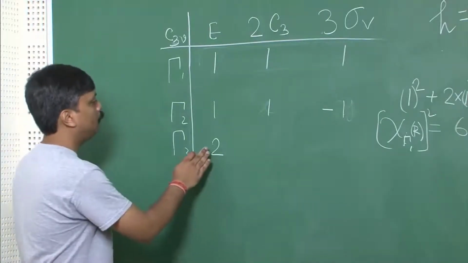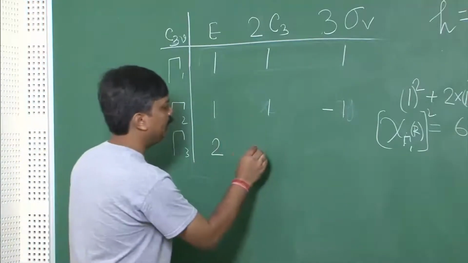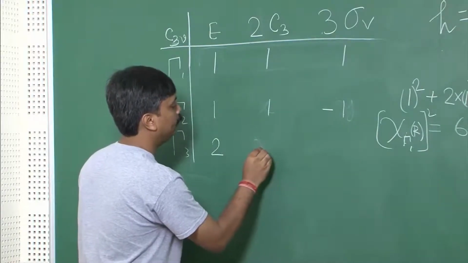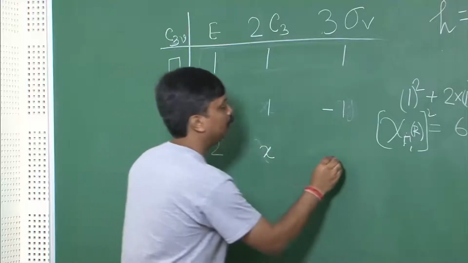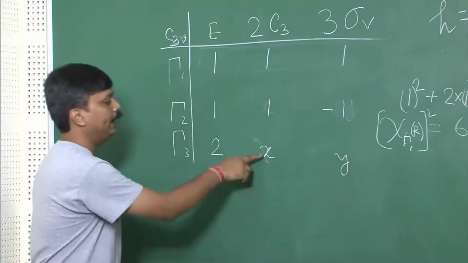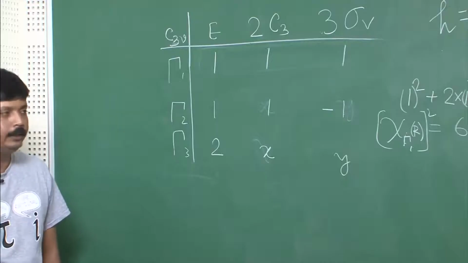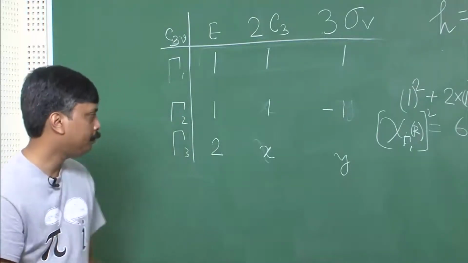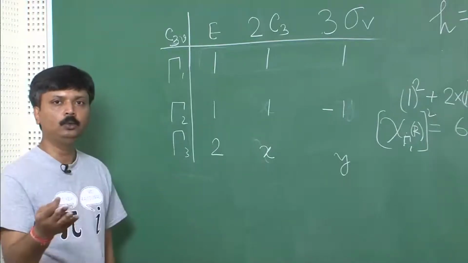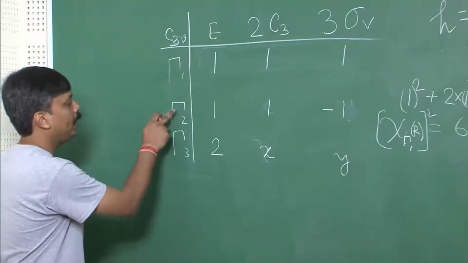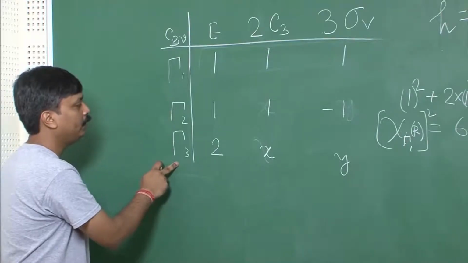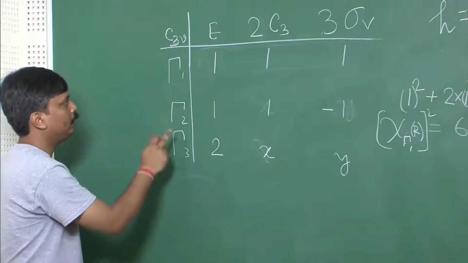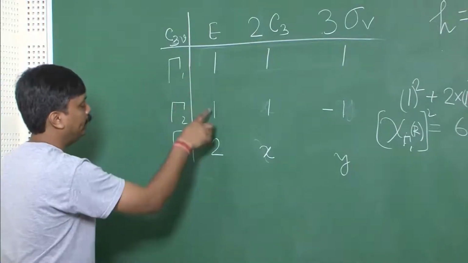So in that case, suppose I take this one as x and this one as y, where x is the character of the class C3 and y is the character for class sigma v. Then I get two sets of equations, right, when I combine gamma 2 and gamma 3, and gamma 1 and gamma 3. So first take gamma 1 and gamma 3.